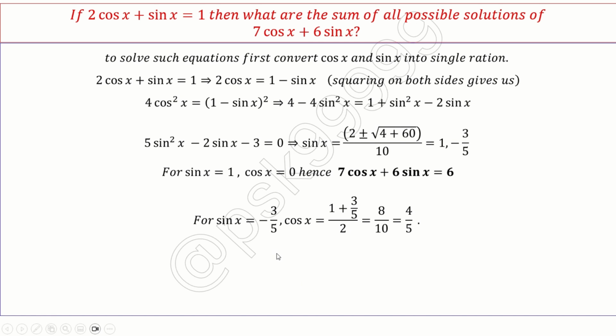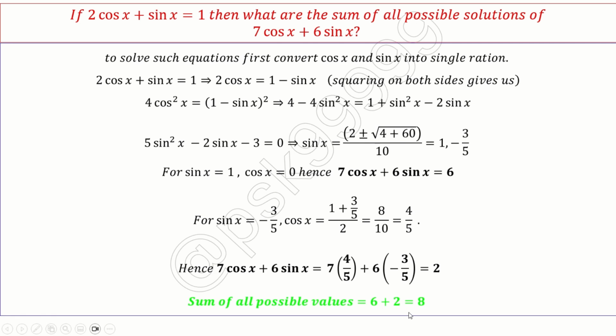Now I know these two values. So 7 cos x + 6 sin x is nothing but 2. This is the second solution. Now he's asking for the sum of all possible solutions. There are only two possible solutions. So the answer is 6 plus 2, which is 8. Okay. Next.